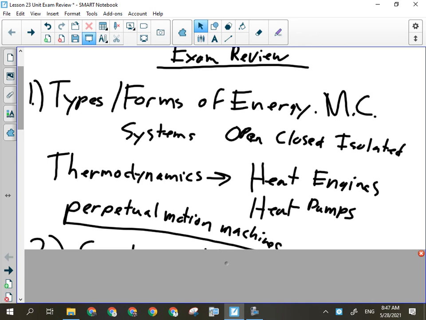Again, that's going to be all multiple choice kind of stuff. And we talked just briefly about perpetual motion machines. You could be required to understand why a perpetual motion machine can't exist based on the first and second law of thermodynamics.